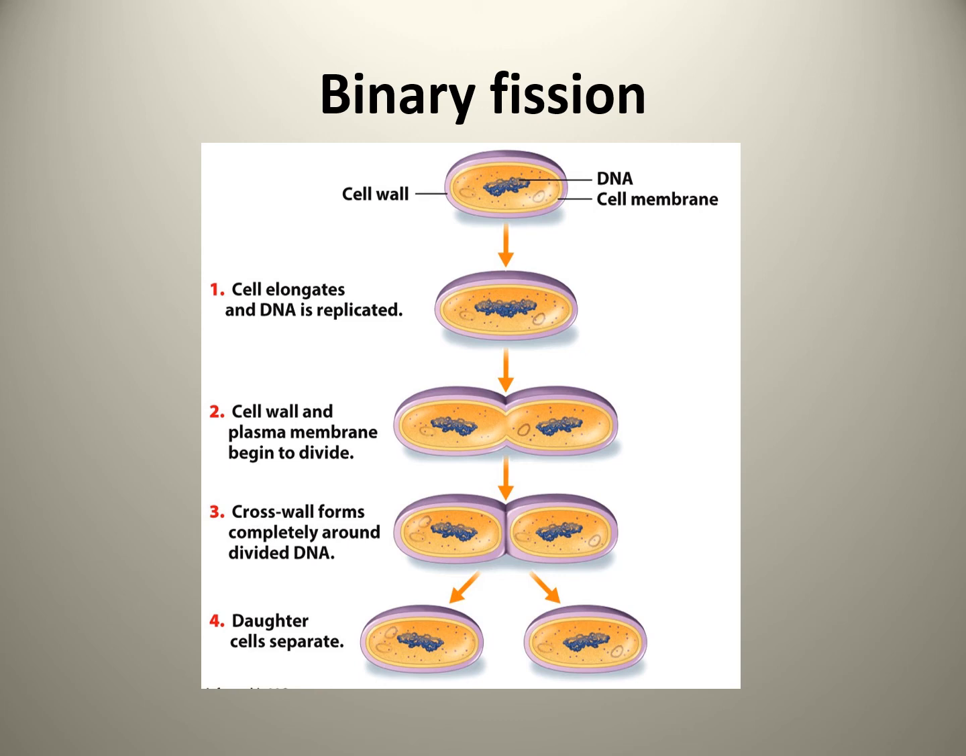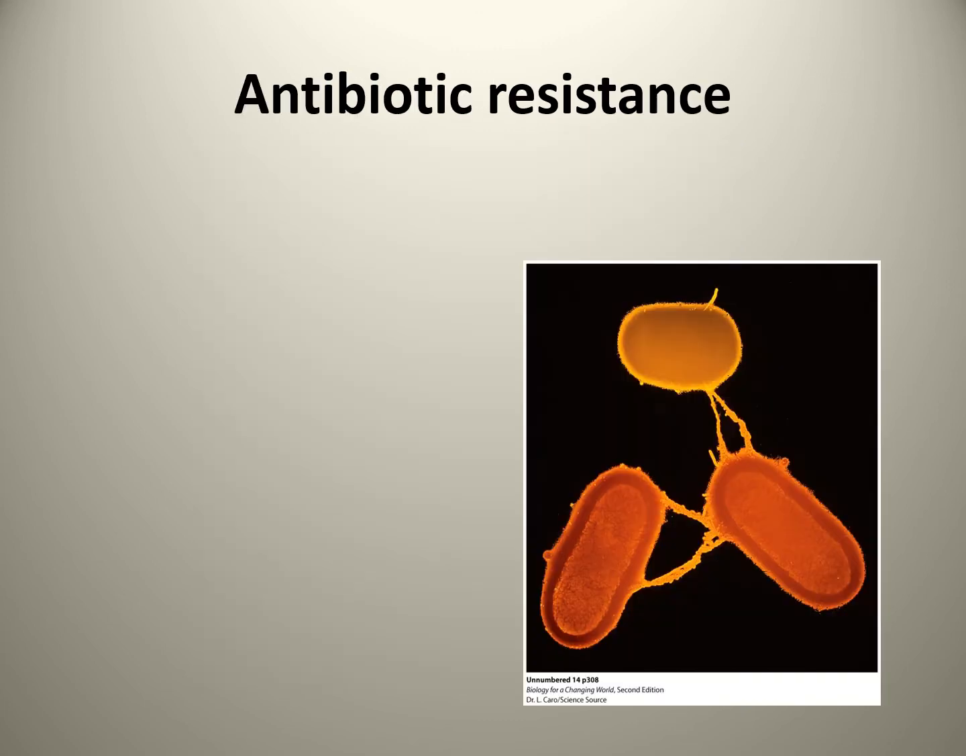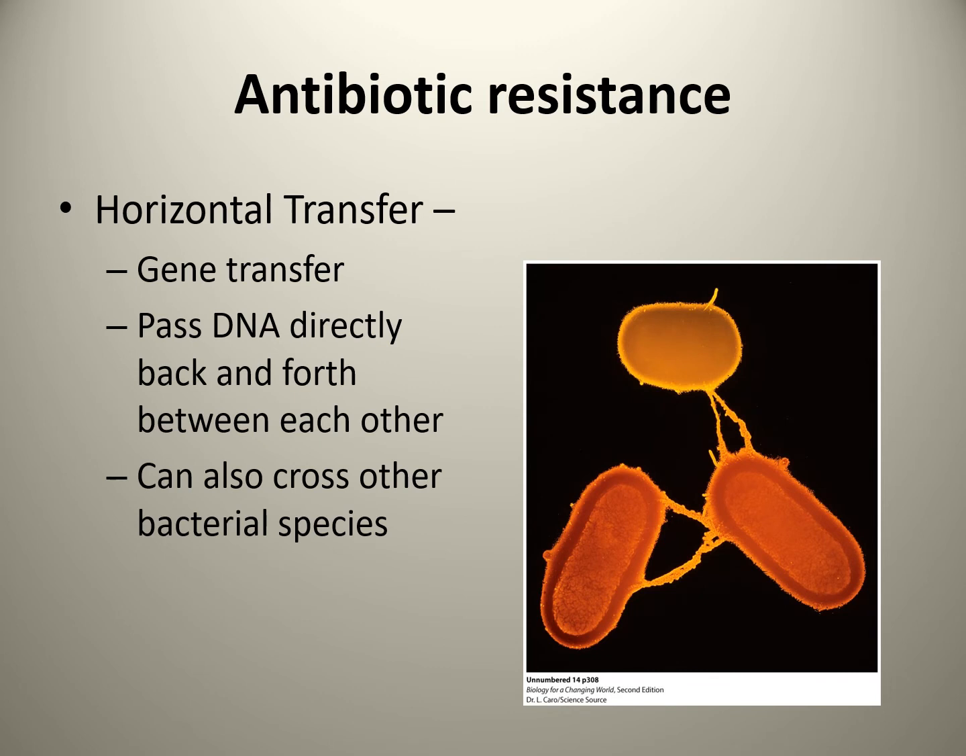Basically, the cell's going to elongate, the DNA is going to be replicated. They're just going to make one big massive cell and then split it down the middle. So we're going to go from one bacterial cell into two daughter cells. So that's the first way that that happens.